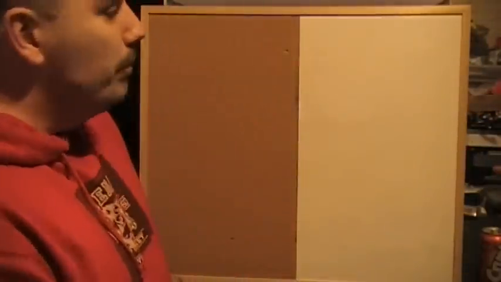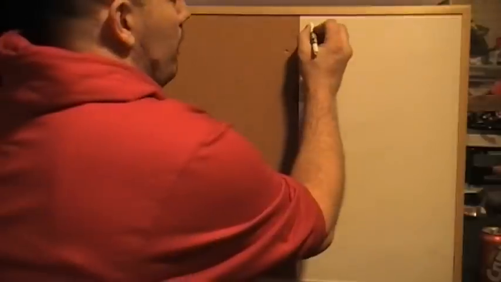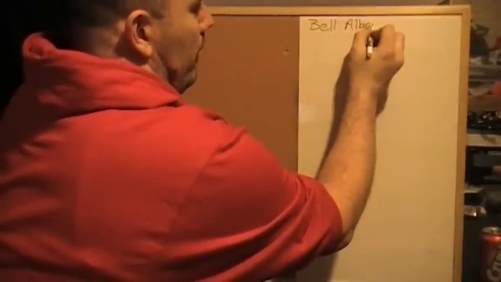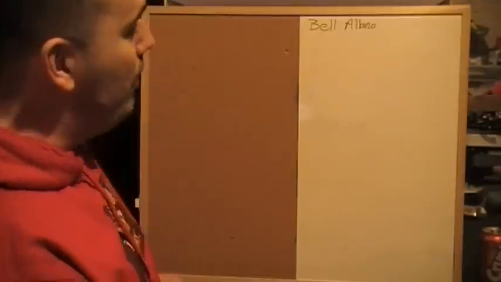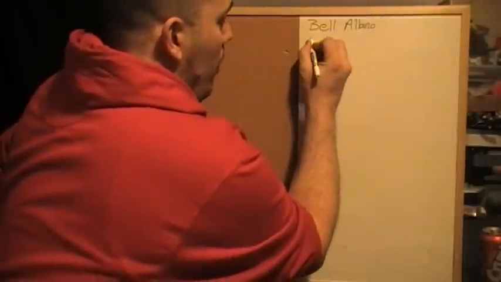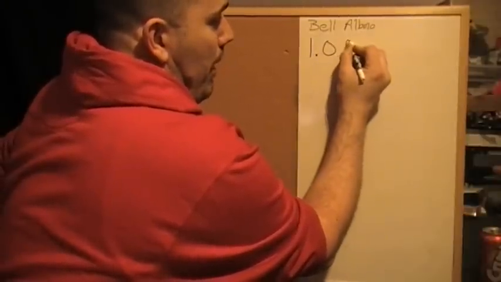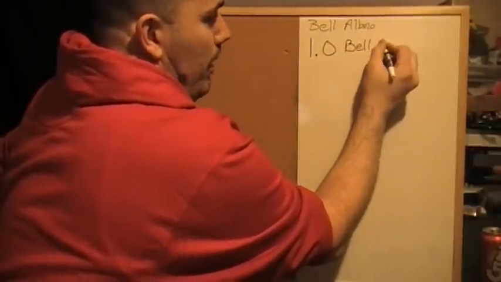Okay, let's talk about recessive genes. Recessive genes is pretty simple. Let's take my favorite of all time, albinos, and that's Bell albinos. So we have Bell albino. And I'm not sure if you guys can read that or not, but that says Bell albino. Now, let's say you get yourself 1.0 Bell albino.